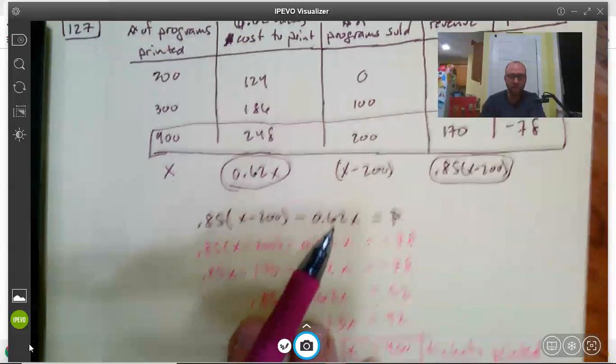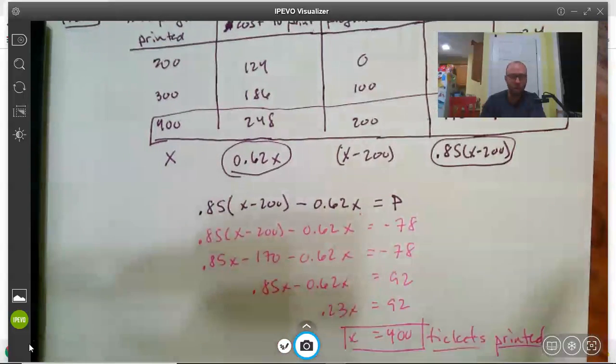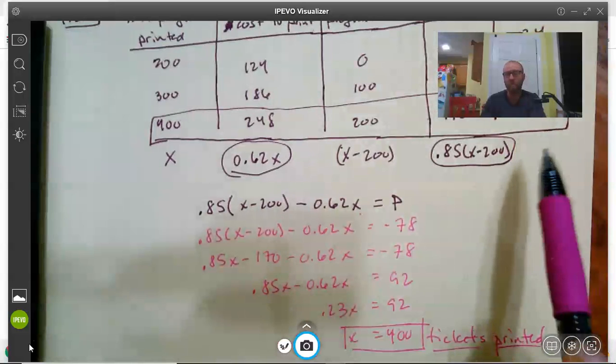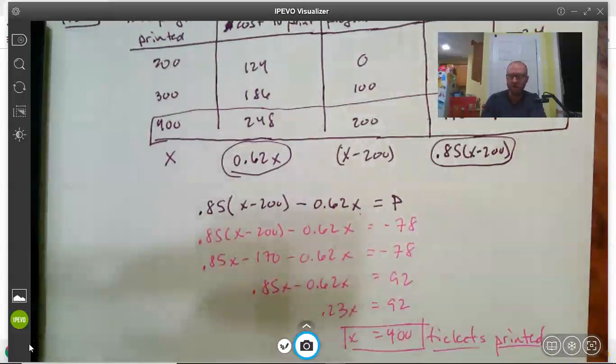And then we just set profit to whatever we want, or in this case, a loss of $78, to solve for the number of programs that we must have printed. And that is all.